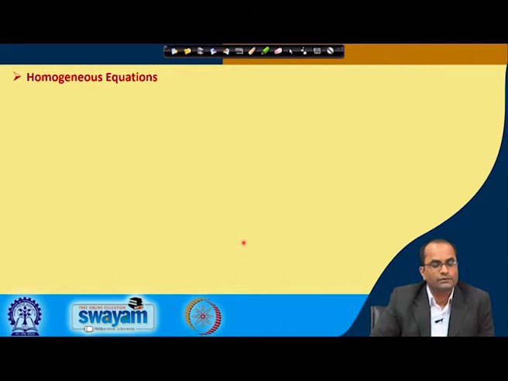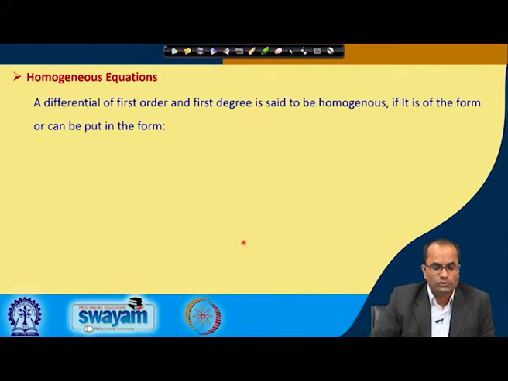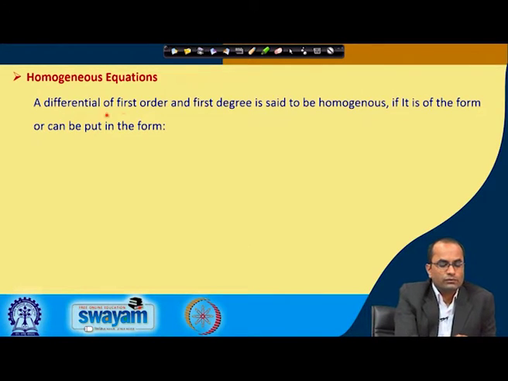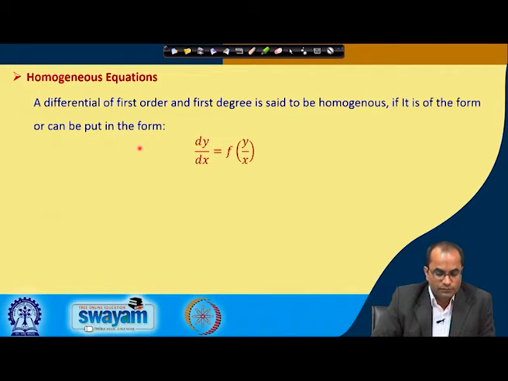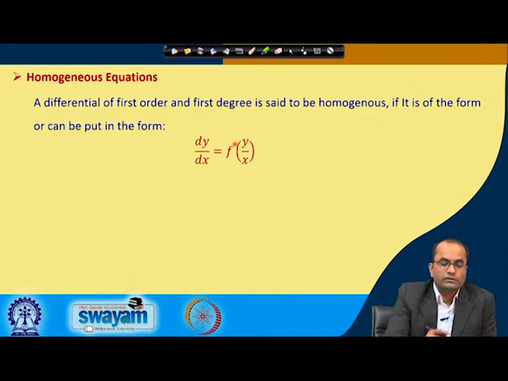So, another type of equations we will consider now are called homogeneous equations. A differential equation of first order and first degree is said to be homogeneous if it is of the form, or can be put in the form, dy over dx is equal to a function of y over x.